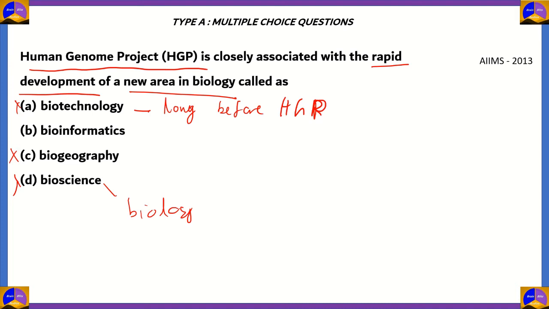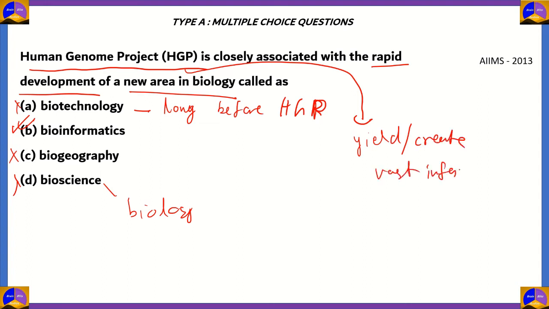And the right answer is option B, bioinformatics, because one of the most important aspects of the Human Genome Project was to yield or create vast information of biological matter. So it has to be, because you're basically sequencing the entire genome of the human.